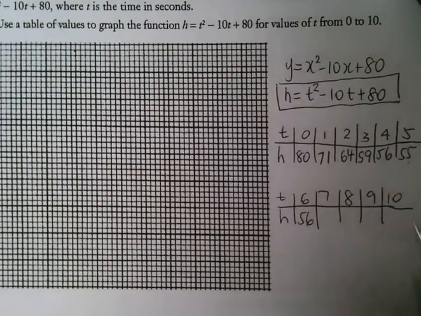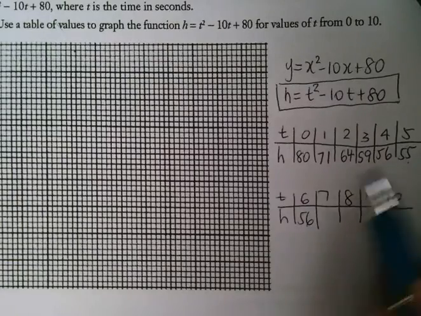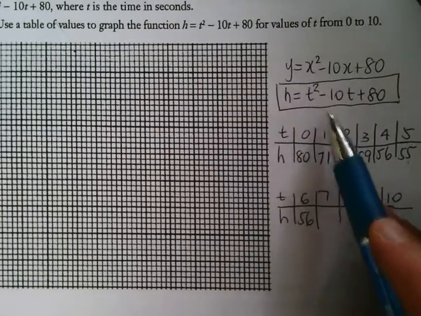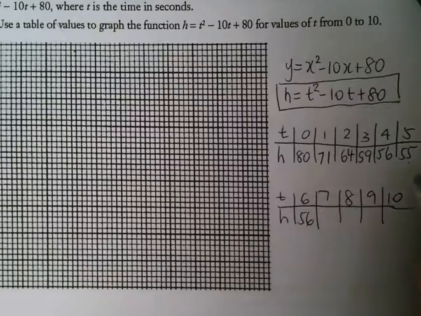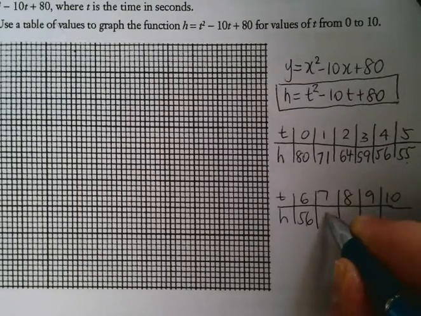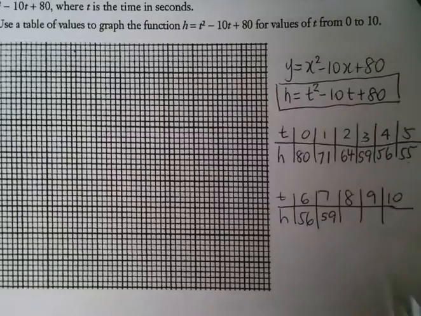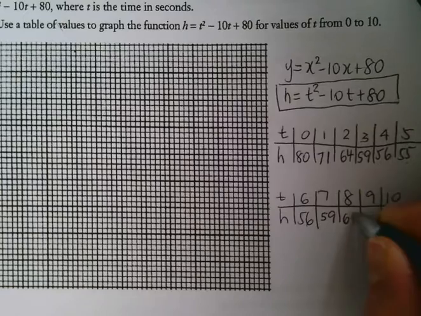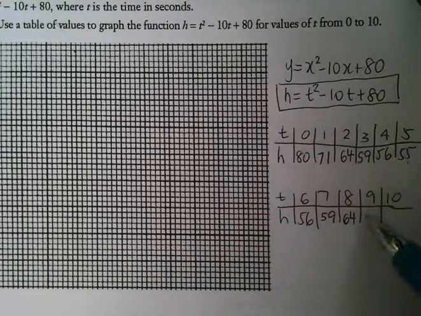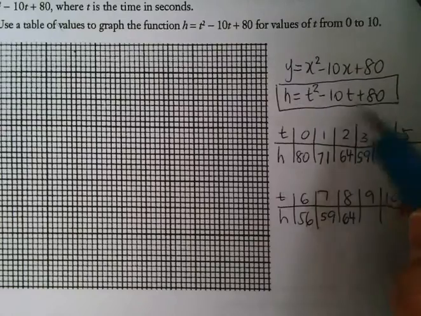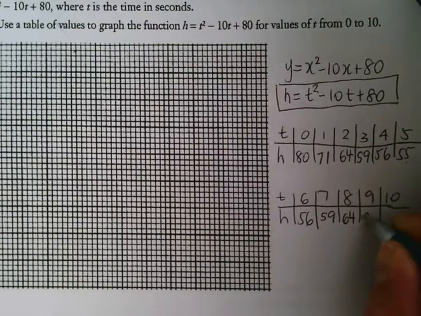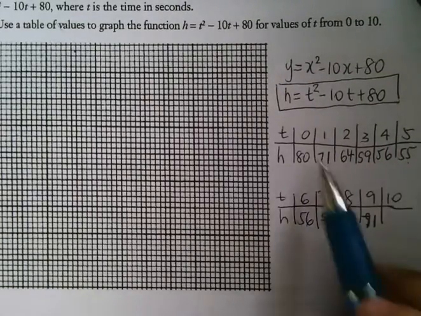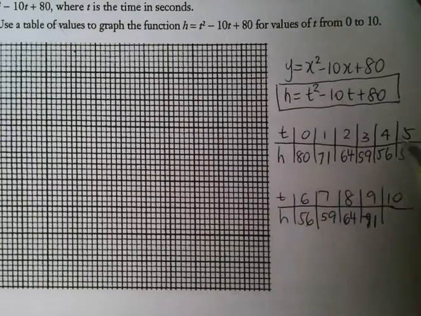Good. When t is 6, did you get 56 for 6? Good. So, girls, we've reached the minimum and we're coming back up. Look, you look and see what happens. 49 minus 70 plus 80. What do you get? I think you get 59. Can you see what's happening? Look at the numbers. Keep going. T is 8. I think it's 64. Yep. T is 9. 81 minus 90 plus 80 is 71. And t is 10 gives me 100 minus 100 plus 80.